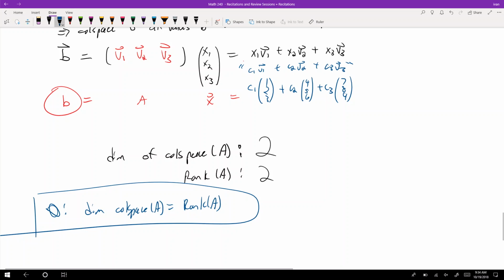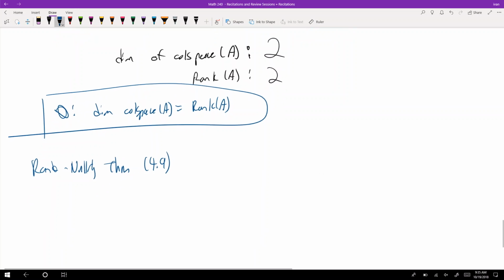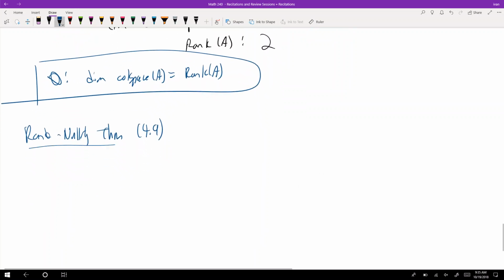I just wanted to show that B lies in the column space of A. Okay, so let's move on. It's the Rank-Nullity theorem, which is 4.9. And we're going to talk about the column space just a little bit here because it's relevant.